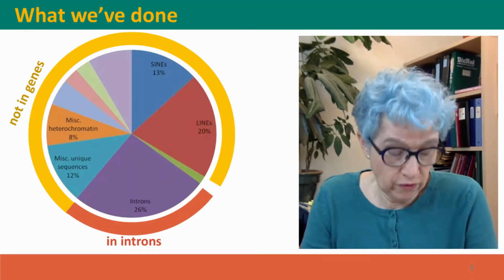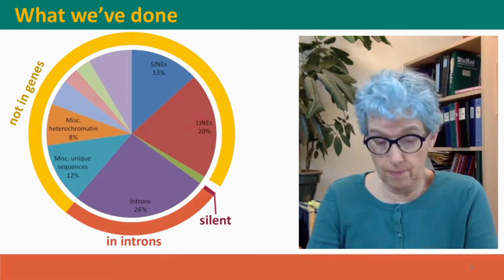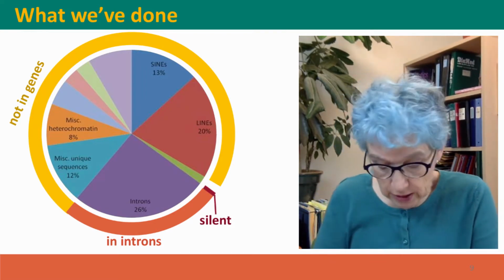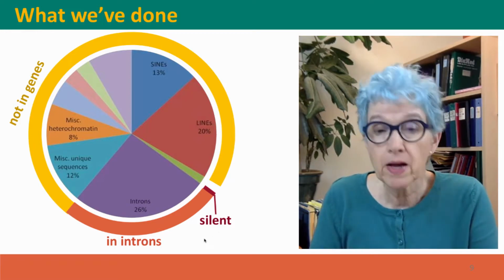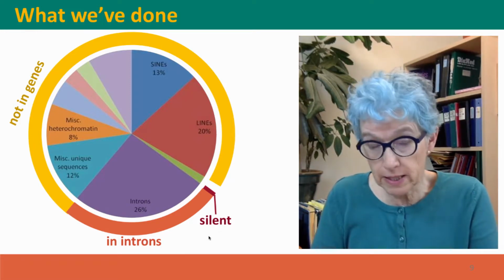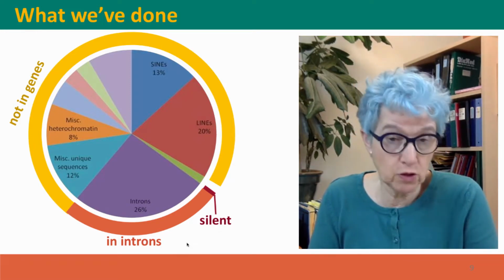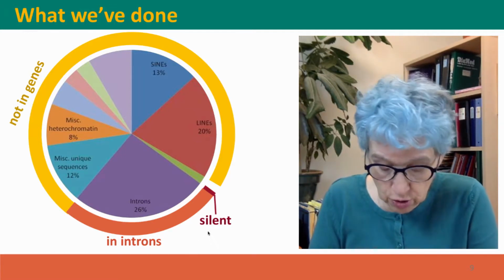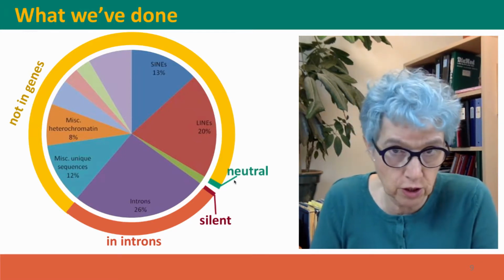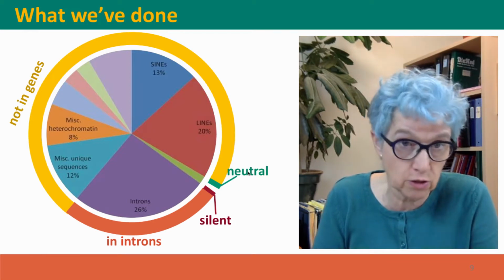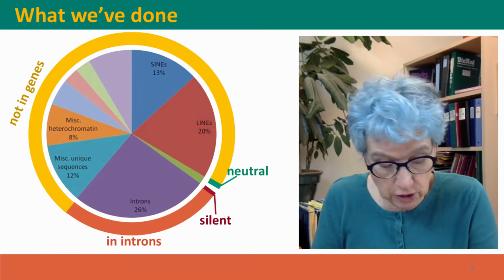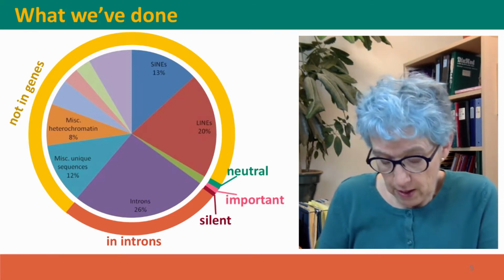So what we've done, we've started with what we already knew, and we've considered silent mutations that change the DNA sequence of a coding region but don't change the amino acid that's inserted, and neutral mutations where a different amino acid is inserted, but it doesn't change the protein's function.